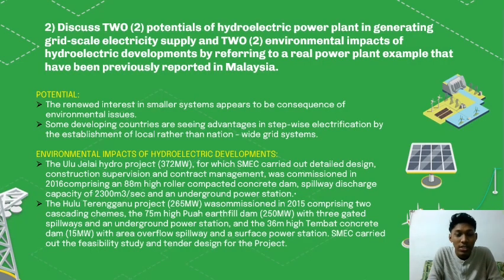Okay, for the next question, the second question of the end of chapter, discuss two potentials of hydroelectric power plant in generating grid scale electricity supply and two environmental impacts of hydroelectric development by referring to real power plant examples that have been previously reported in Malaysia.